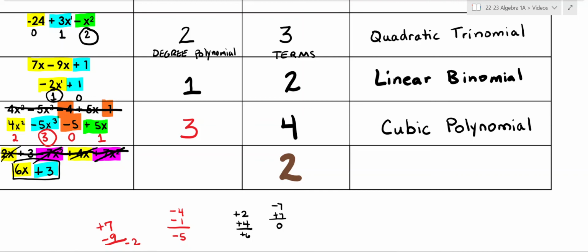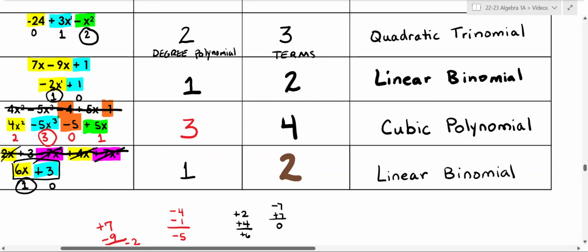Now the degree of each term. 6x, x is the variable, the exponent is 1, degree 1. 3 is a constant, degree 0, 1 wins. So how do we name this baby? Is that linear? Degree 1s are linears, 2 is binomial. Right? It looked really scary, but you have to simplify and combine like terms. You see why we learned that skill first?